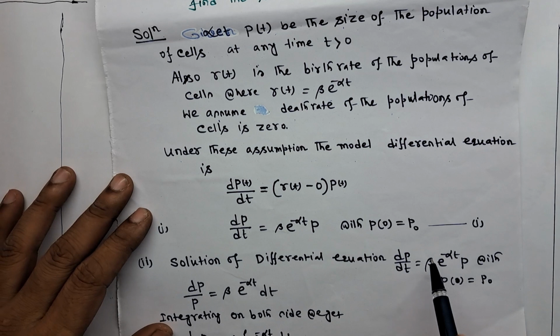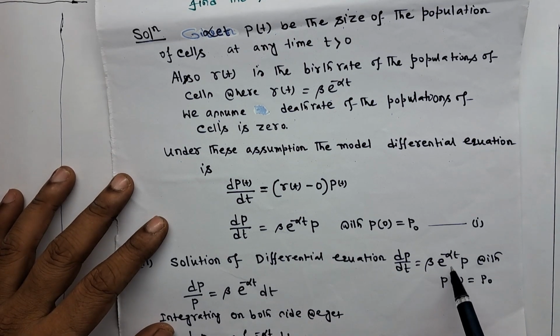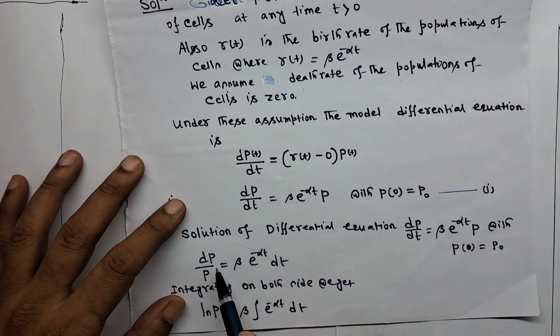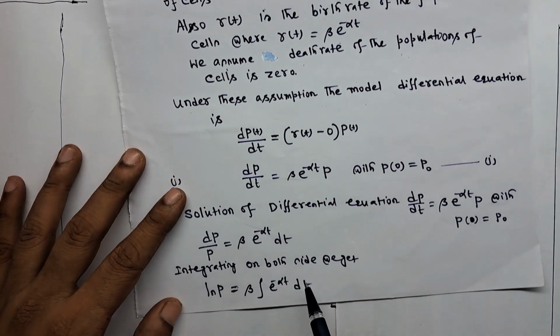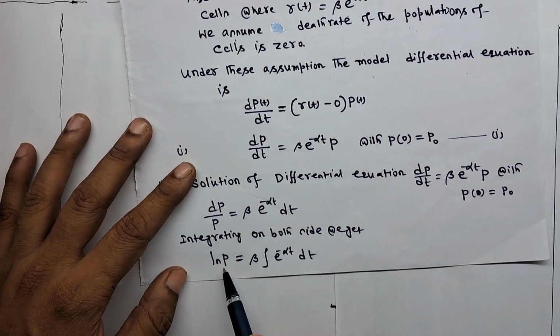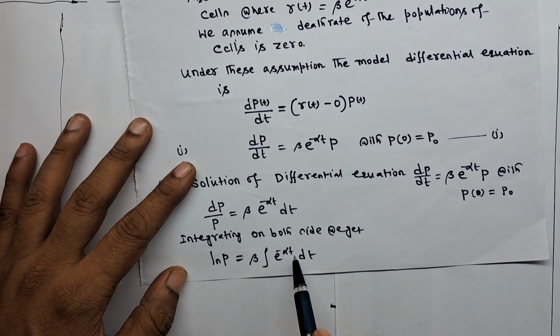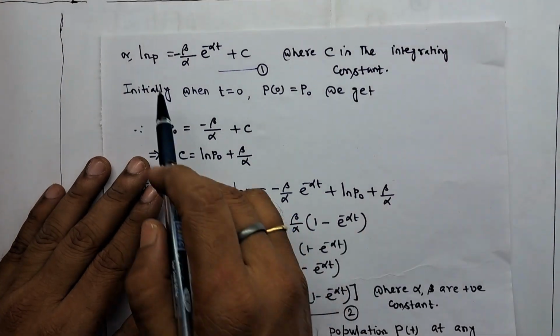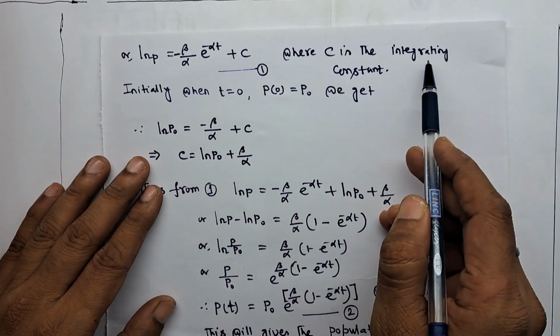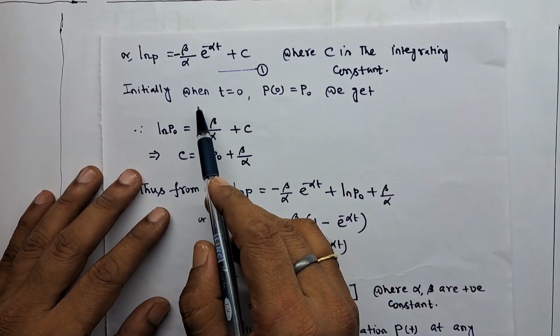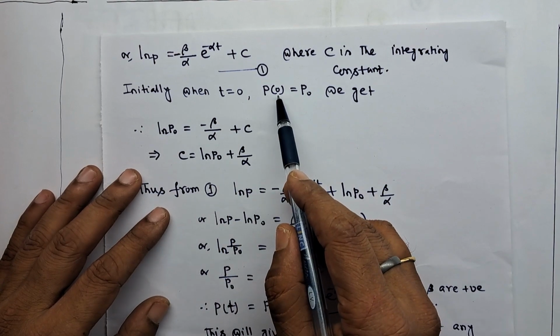Solution of the differential equation dP/dt equals beta e to the power minus alpha t times P, with initial condition P(0) equals P0. So dP/P equals beta e to the power minus alpha t dt. Integrating on both sides, we get log P equals beta times the integration of e to the power minus alpha t dt. Log P equals minus beta by alpha e to the power minus alpha t plus C, where C is the integration constant. And initially when t equals 0, we know P(0) equals P0.